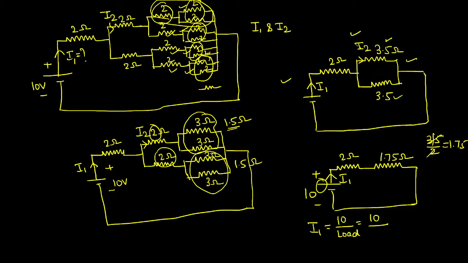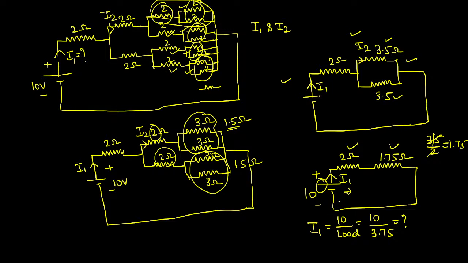Total voltage is 10. Total load is how much? Now, we have almost reduced the circuit into the final part. From the source, I can say this 2 ohm resistor and 1.75 both are connected in series. So, the total resistance offered by the circuit is 3.75 ohm. Take your calculator and reduce this, you will get the answer for this I1.